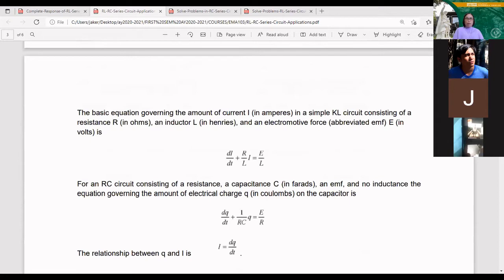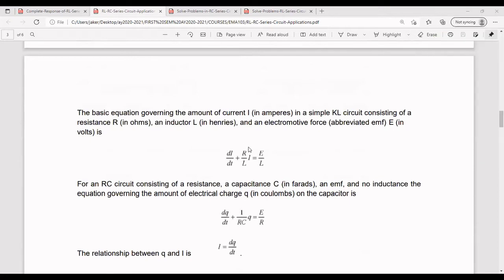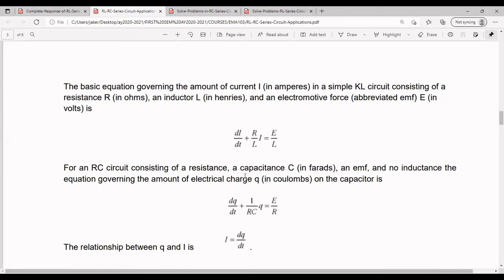Okay, let me just minimize. The basic equation governing the current I in amperes in a simple RL circuit, consisting of resistance R, an inductance L, and an electromotive force E, abbreviated as EMF, in volts, will be our DE. Let me just enlarge again. You can see the DE here, class, to be dI/dt plus RI over L equal to E over L. This is for your RL circuit.